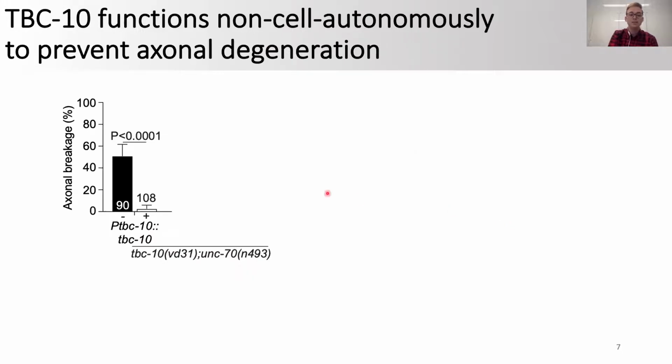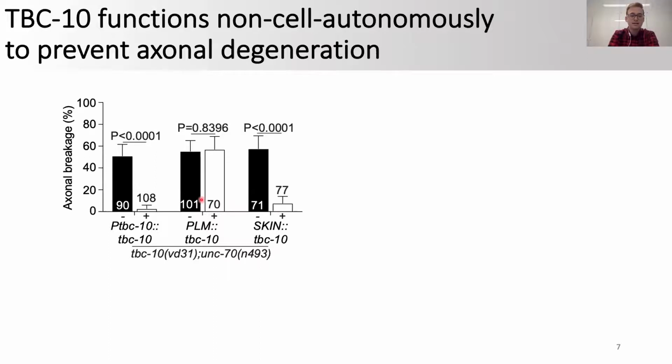Firstly, to test in which tissue TBC10 was functioning to protect axons from spectrin-induced degeneration, we generated mosaic animals expressing a wild-type copy of TBC10 in different tissues. Firstly, we expressed TBC10 under its endogenous promoter, which provided a complete rescue of this axonal breakage phenotype. However, surprisingly, when we expressed it within the PLM neuron selectively, we saw no rescue of this axonal breakage, suggesting that TBC10 is not functioning cell autonomously to protect the neuron from damage.